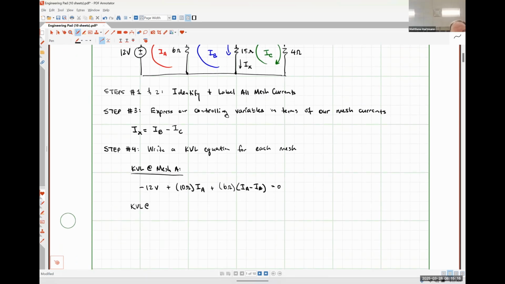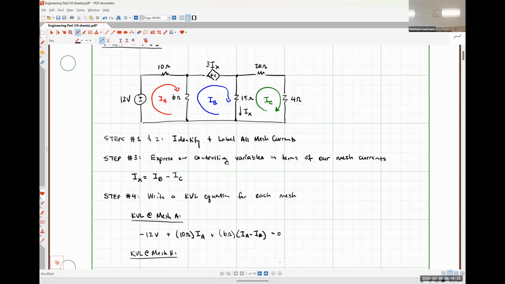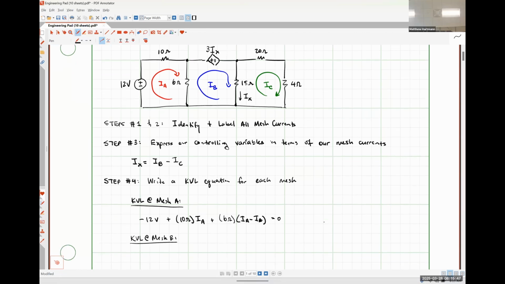So when we perform KVL at mesh B, we're going to follow IB around, and any current that is flowing in the opposite direction of IB is going to get a minus sign. So starting at the bottom left-hand corner, which is what I like to do, somebody tell me what my first term in this relationship should be. 6 ohms times IB minus IA. Great job.